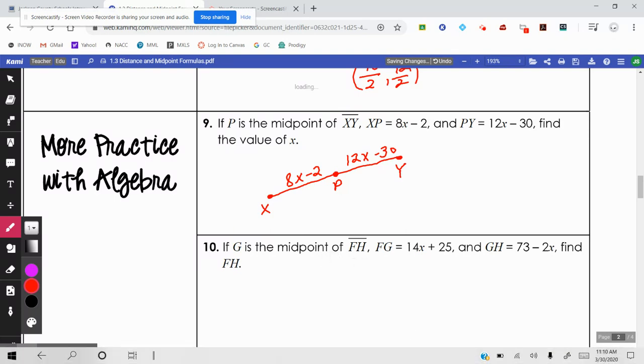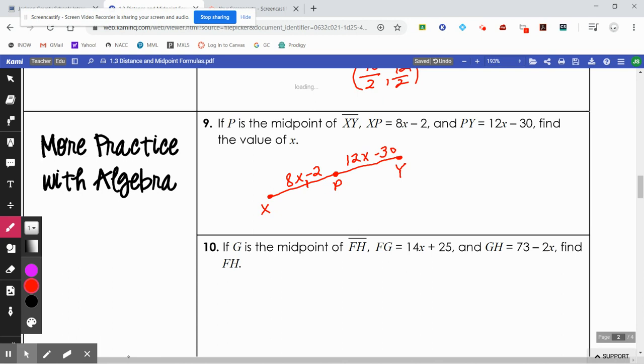So if we know that P is the midpoint, this line segment must be the same length as this line segment. So we know that 8x minus 2 would have to be the exact same value as 12x minus 30.